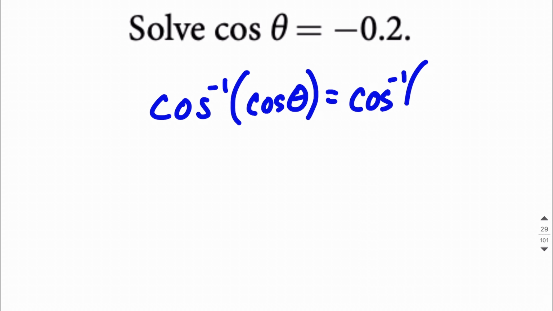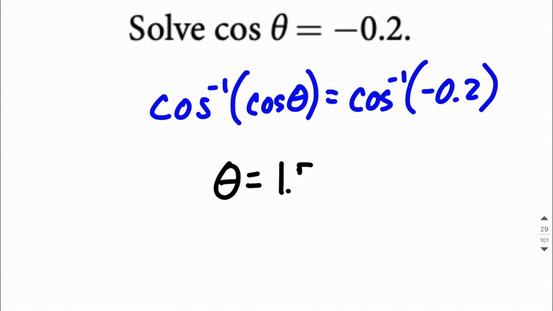Okay, so on the left-hand side and the right-hand side, apply that arccosine. Because we've composed together the cosine inverse and the cosine, we're going to get some nice simplifying down with inverse functions. This is going to give us theta. And then I'm going to put this in our calculator. I'm going to be in radian mode in my calculator, and I got this to be 1.77215, and it just keeps going.